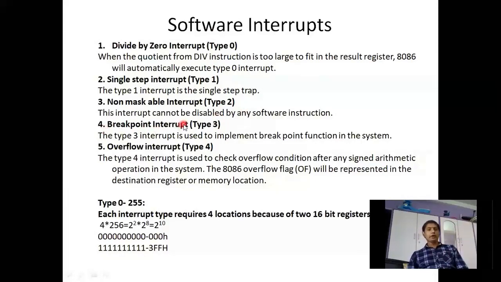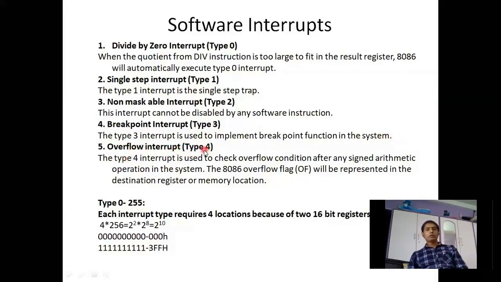Then the other is the breakpoint interrupt. For most assembly language programs, we end with interrupt 3, that is type 3. So whenever this interrupt occurs, the processor will automatically stop the execution. That is called the type 3 interrupt. The type 3 interrupt is used to implement the breakpoint function in the system, which stops the execution. Next, type 4 is the overflow interrupt.